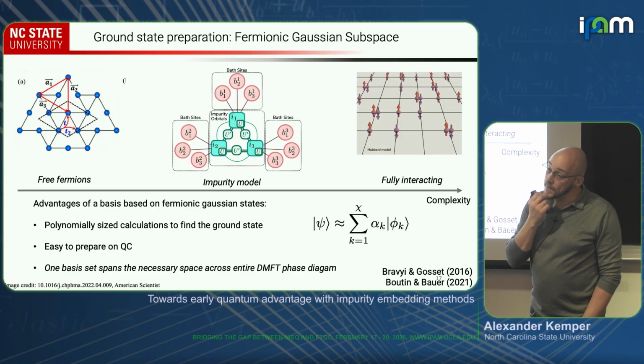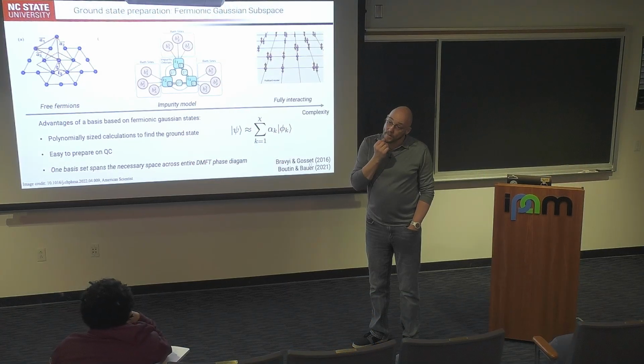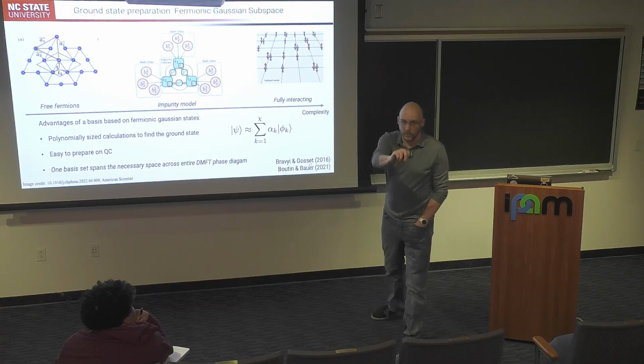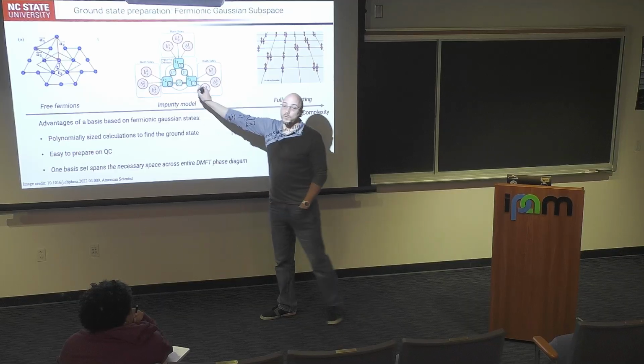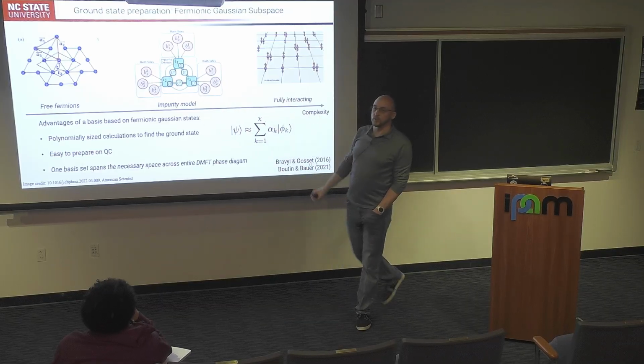Also, my question. If this linear combination is just a polynomial size, this means this problem is classically easy. So again, he's right. He did a much better job. It is polynomial in the number of bath sites, but not the number of impurity sites. So it depends which problem you're doing.